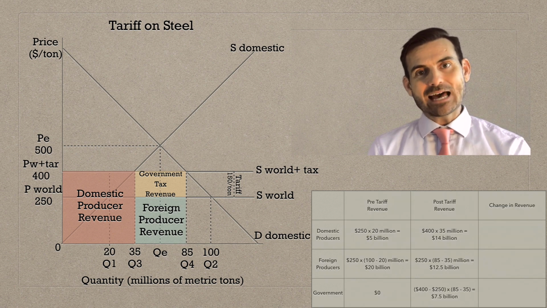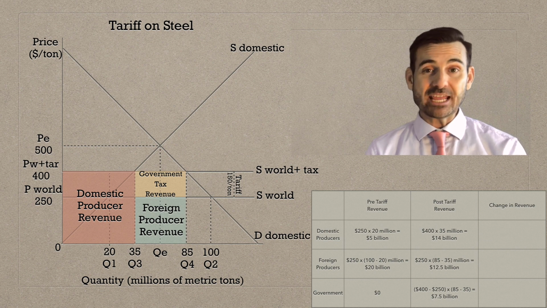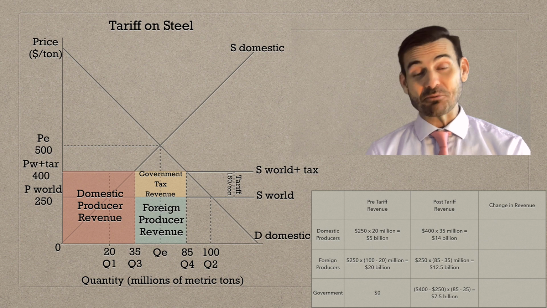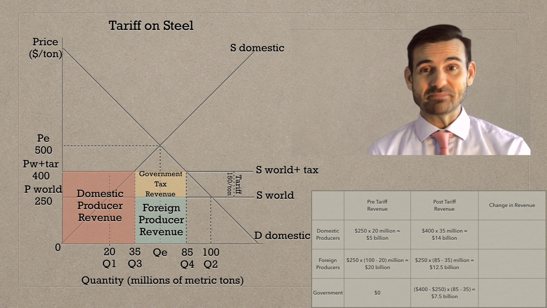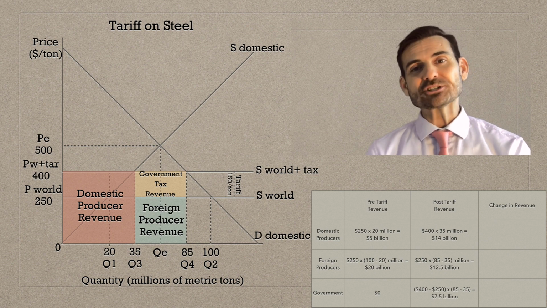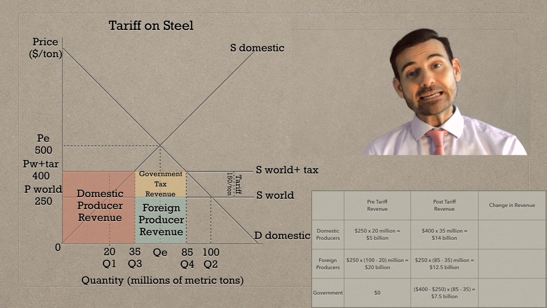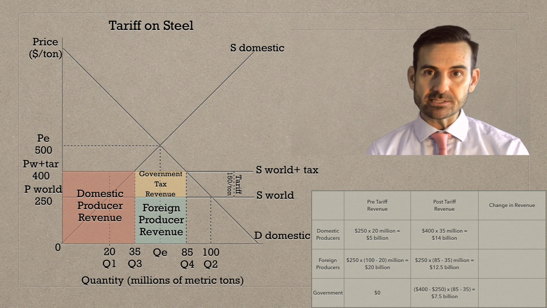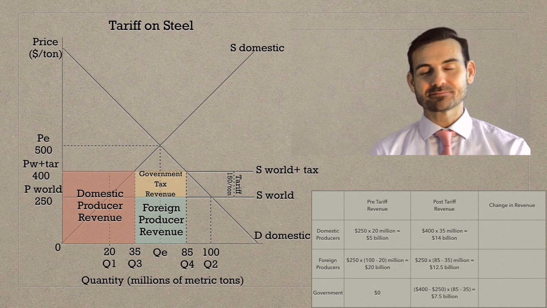You also may be asked to find the change in revenue for all of these groups. In order to do this, simply take the post-tariff revenue minus the pre-tariff revenue, and you'll get your answer. Make sure to indicate whether the revenue has increased by using a positive sign or decreased using a negative sign.